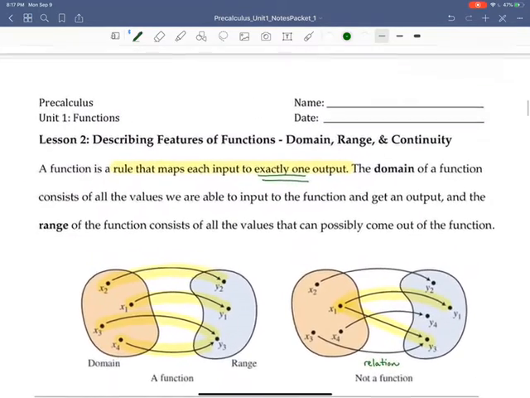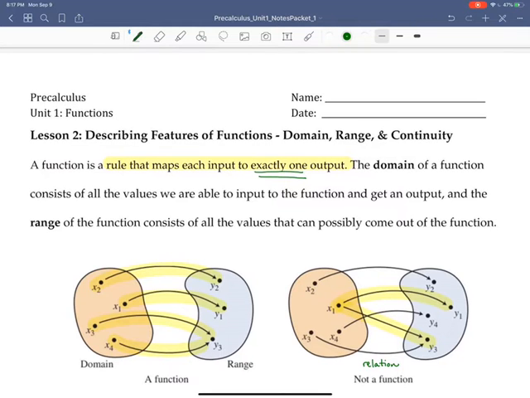Let's review what we mean by domain and range. The domain of a function consists of all the values that we are able to input to the function and get an output. The range of the function consists of all the values that can possibly come out of the function.